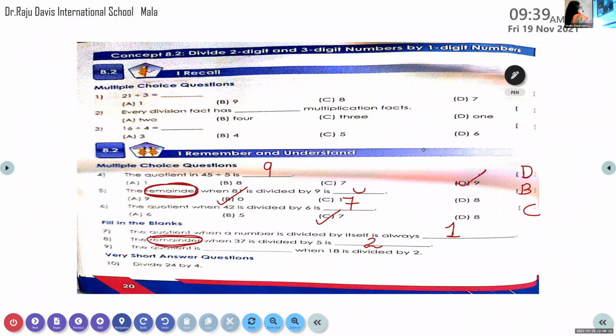Okay, then we are moving to the next one. The quotient is when 18 is divided by 2. Who will help me in doing this? 18 divided by 2. Okay, Fida. 18 divided by 2.